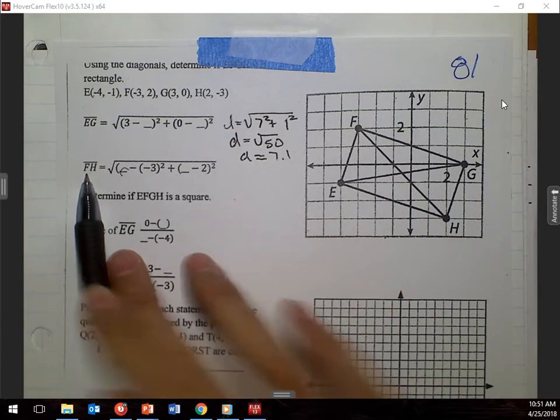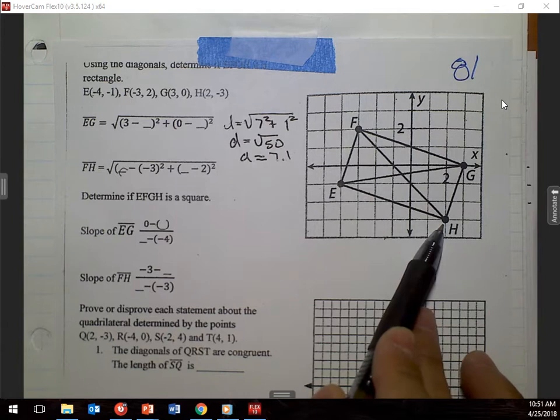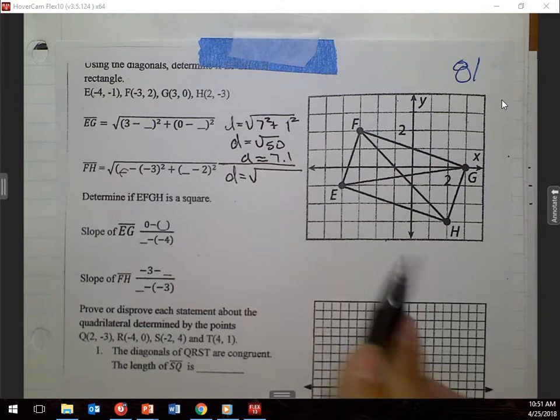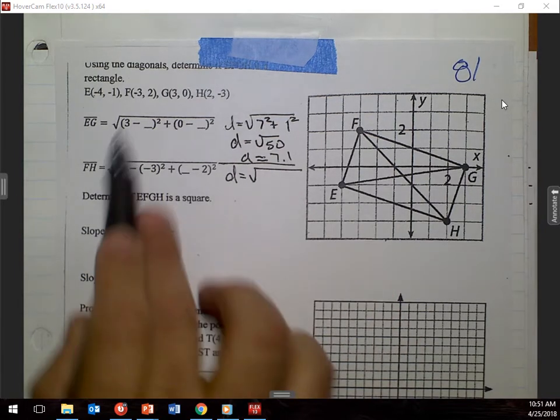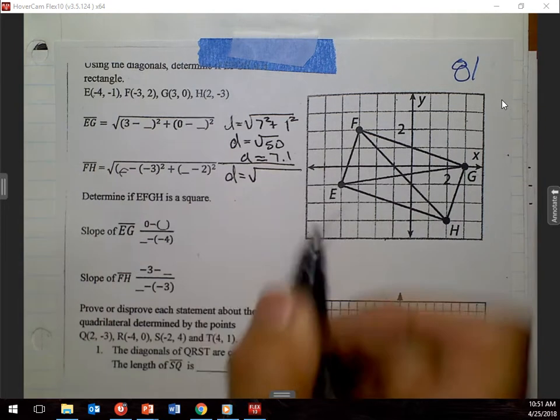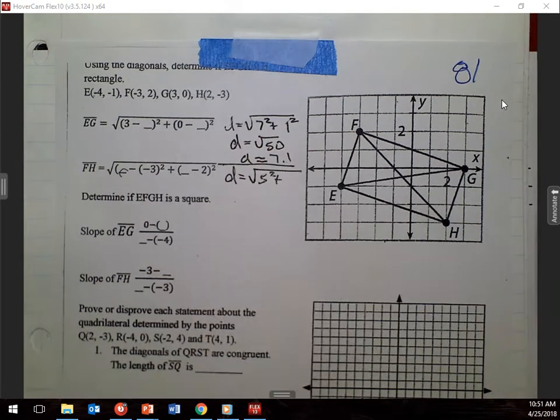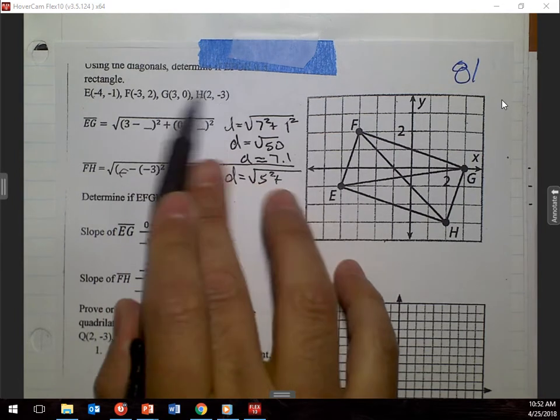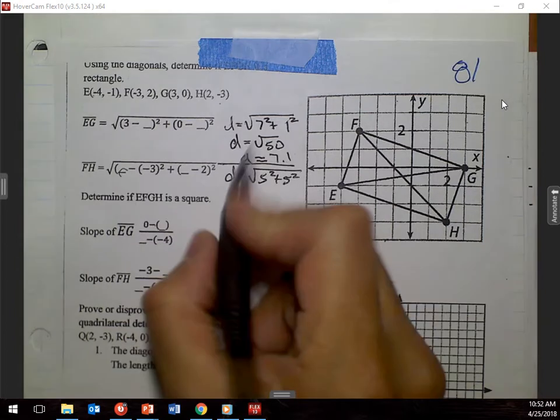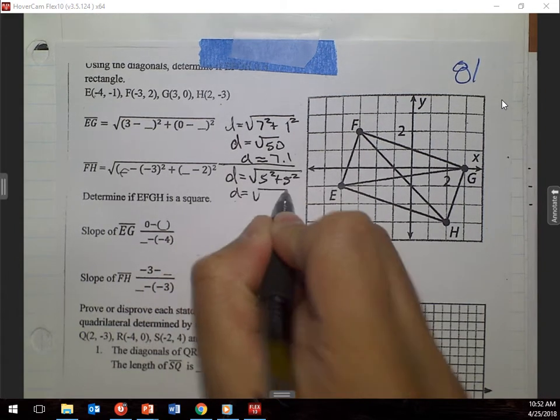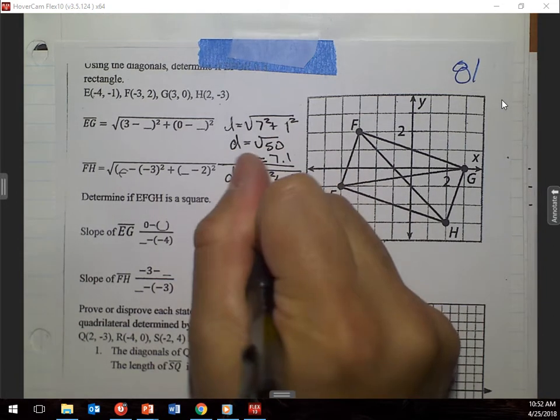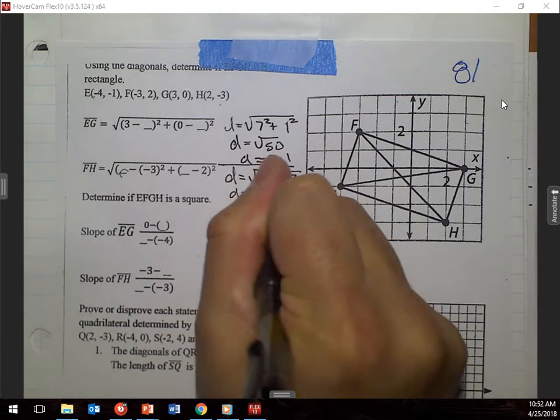Now let's do the same thing for FH. FH is from here to here. So, again, D is equal to the square root. Now, we're doing F to H. From F to H, what is my delta X? 5, very good. 5 squared. Plus, what is my delta Y? 5, right? 5 squared. So, D is equal to the square root of 25 plus 25, which is 50. So D is about 7.1.